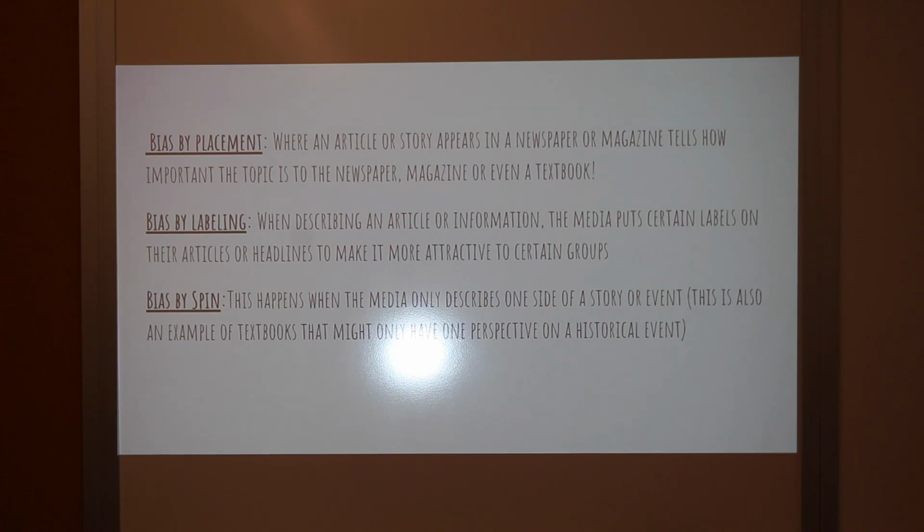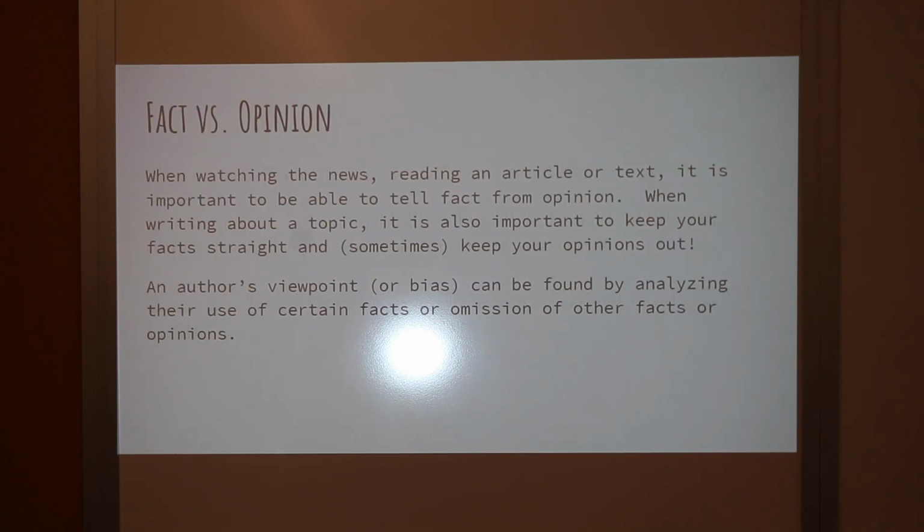For example, they might place certain stories at the front or at the middle, depending on how much they want to highlight that story. Bias by labeling. It's when, describing an article or information, the media puts certain labels on their articles or headlines to make it more attractive to certain groups. And then we have bias by spin. This happens when the media only describes one side of a story or event. This is also an example of textbooks that might only have one perspective on a historical topic.